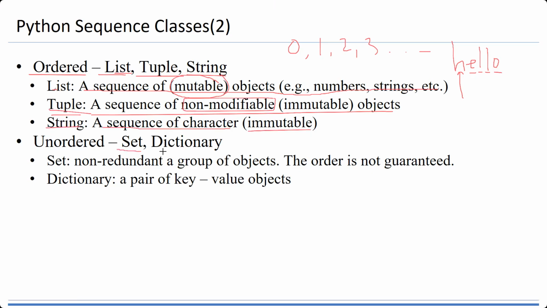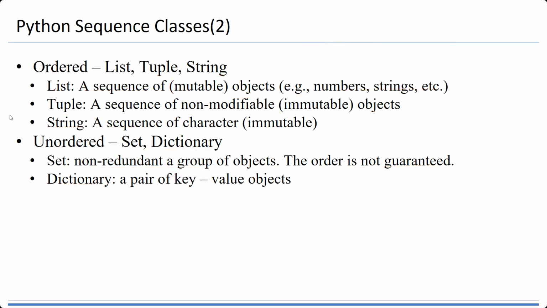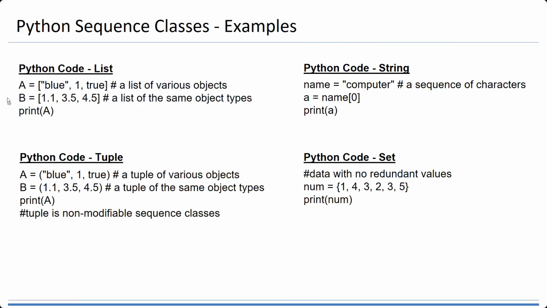However, you can also see other kinds of classes like set and dictionary. Set and dictionary are unordered. Unordered means there is no sequence, no order. When you put data in a set, it is a group of non-redundant objects, and the order is not guaranteed. If it is a dictionary, it is a collection of key-value pairs, so you have a key to represent the value of that object. This is just for revisiting.